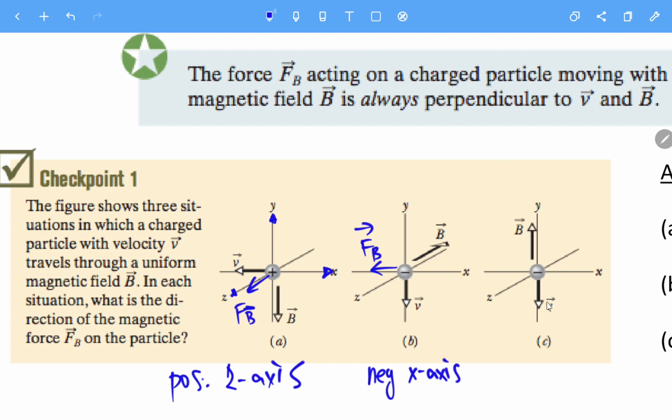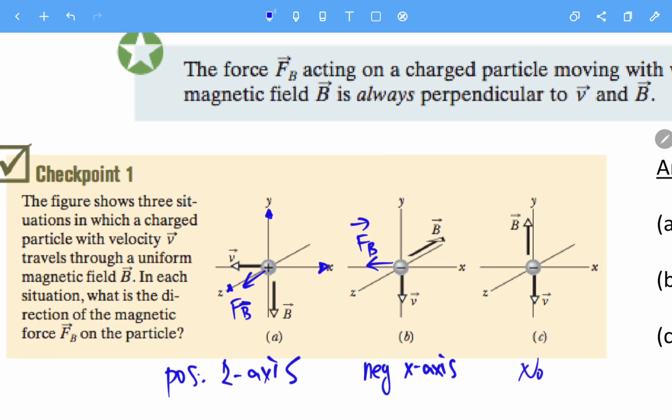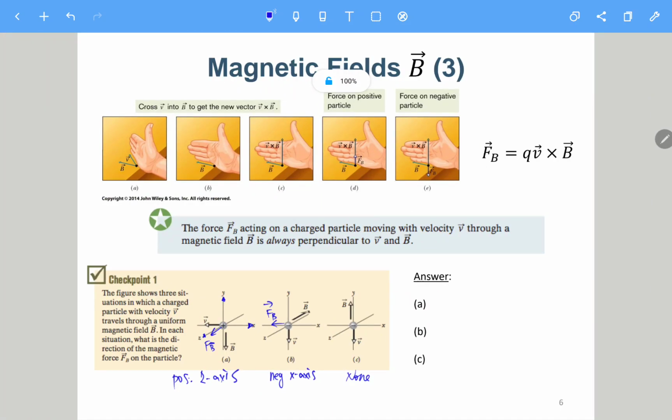And then here V and B point in opposite directions, which means that the cross product of them should be 0. So this is 0, so it has no direction. Okay, so this is easy.